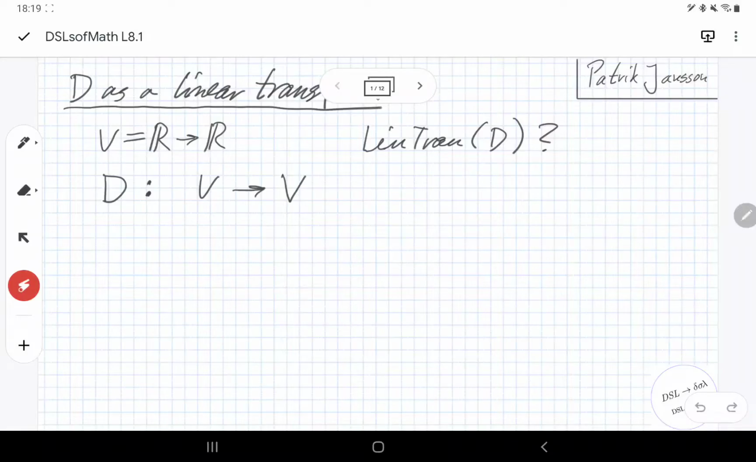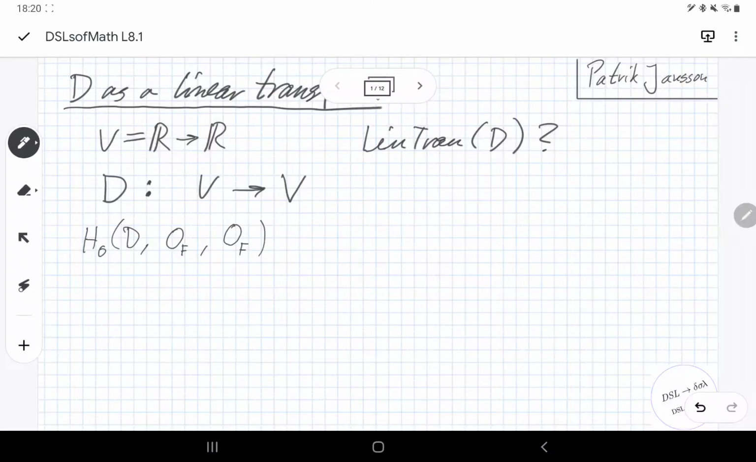So first, let's write it out. So what should hold for this to be a linear transformation? Well, there are three operators. D should be an H0 from the zero of the vector space. So I'll write a 0 with little f for functions, and it should return the 0 of the same vector space V.